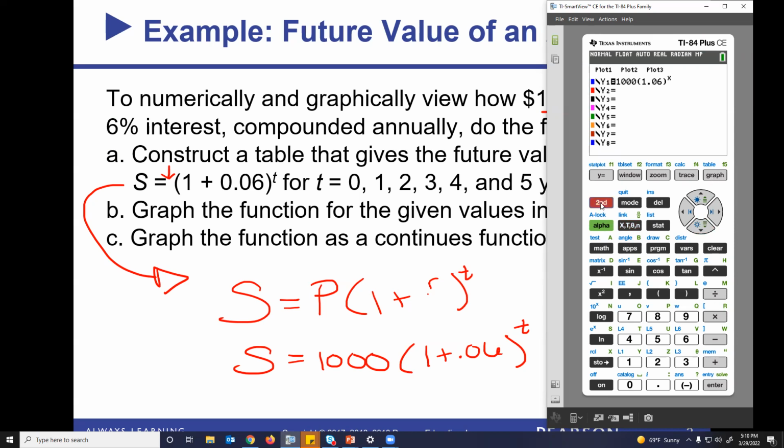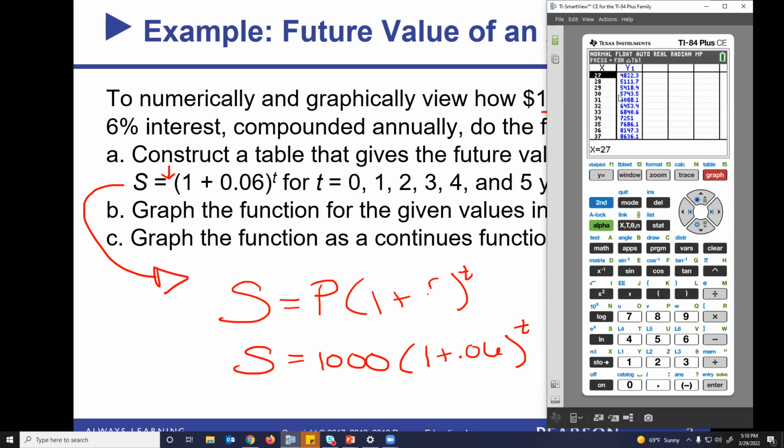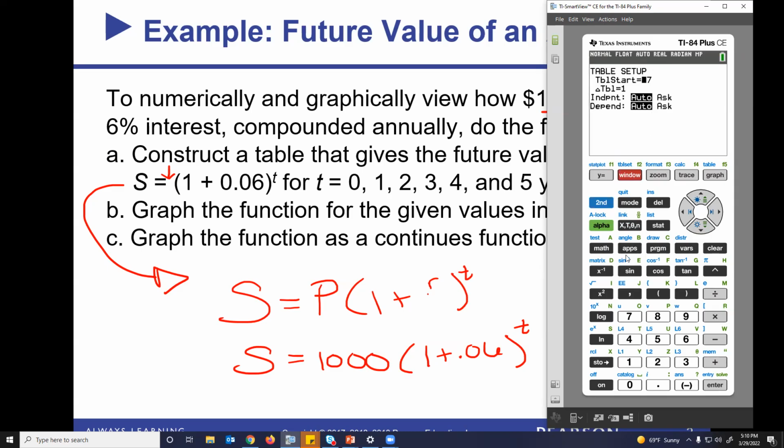And then I'm going to go into the table. Now, be aware that the table itself is set up pretty much to automatically populate, if you haven't messed with the table quite a bit. So go to second window. I'm going to start my table at 0 years here. I want the table start to be at 0, but the change in the table to be 1, which means if I start at 0, the next number will be 1, and the next number after that will be 2, 3, 4, and so on.